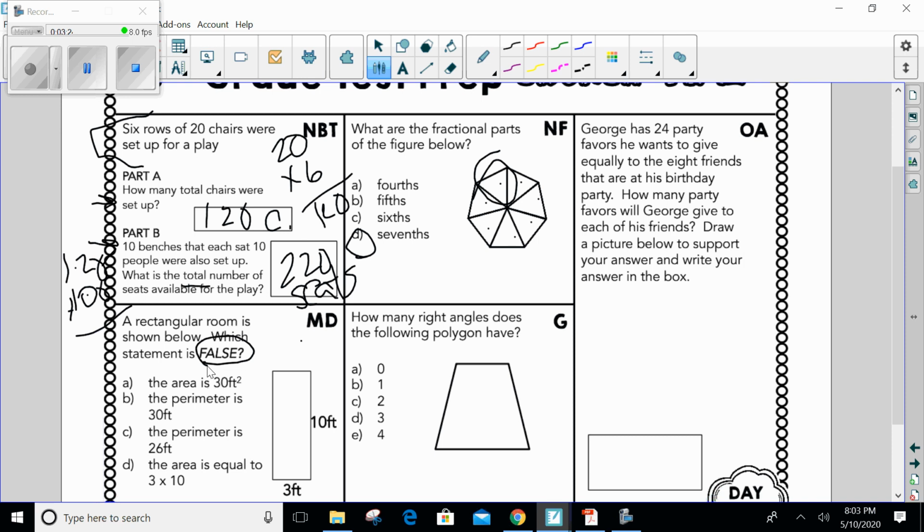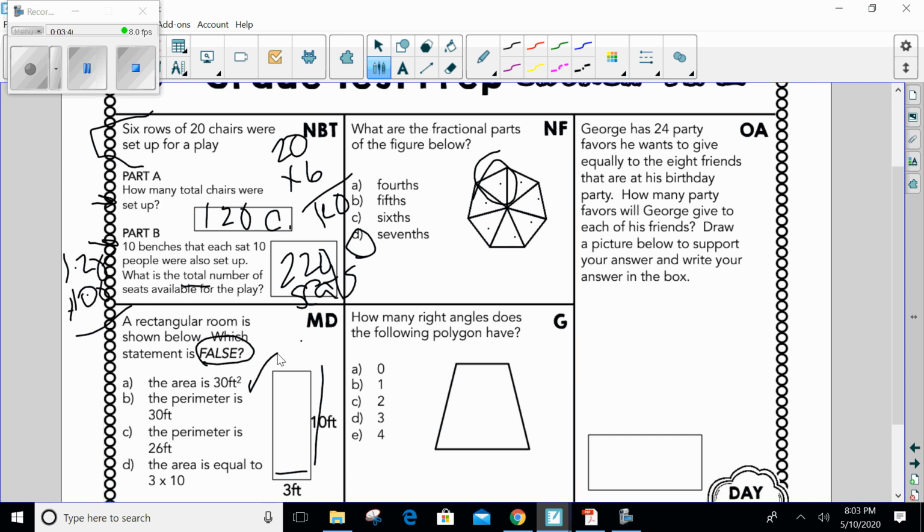The area is 30 feet squared. Well, how do we find area? Length times width. What's 10 times 3? It's 30. And remember, when you do area, it's squares. So that one is right. It is 30 square feet, 30 feet squared.